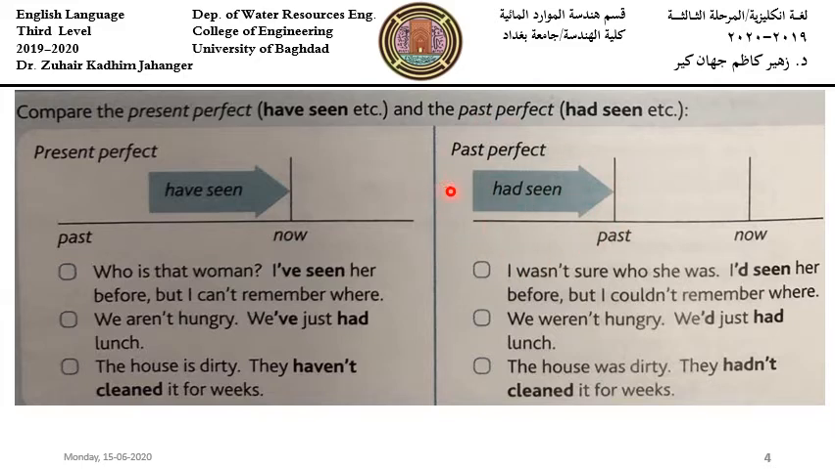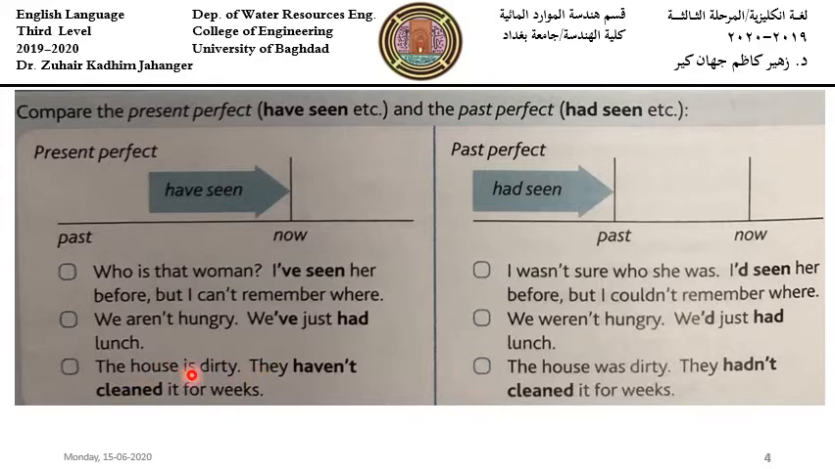In the past perfect, had seen, the whole story happened in the past, in a time scale in the past. So I wasn't sure who she was. I'd seen her before, but I couldn't remember well. The next example: we weren't hungry. We'd just had lunch. And the house was dirty. They hadn't cleaned it for weeks.